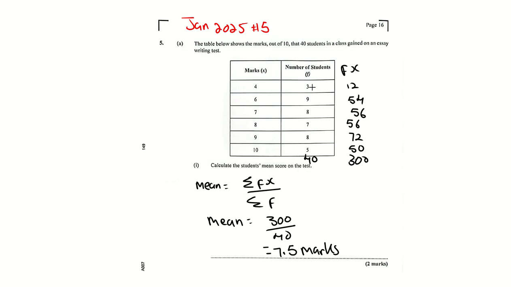So your median mark is Q2, which is n plus 1 divided by 2. n is the number of persons, which would be 40 plus 1 divided by 2, which is 20.5. So where's your 20.5? That would be students, this is 3 and 9 is 12, 12 and 8 is 20. So your 20.5 would be between 8 and 7.